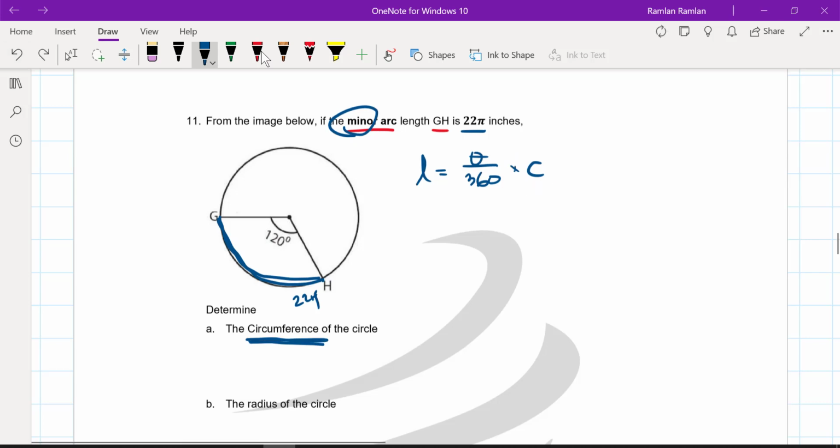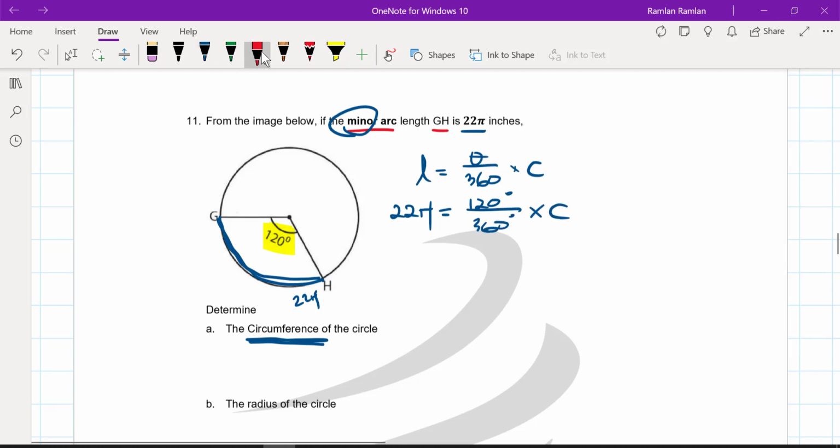Basically you only need to substitute all the values here. Since L is the arc length, and the arc length is 22 pi, just use 22 pi over here, below the L. The theta here is the angle that we're going to use for the arc, which is this one, 120 degrees. So that'll be equal to 120 degrees over 360, and then multiply by the C.